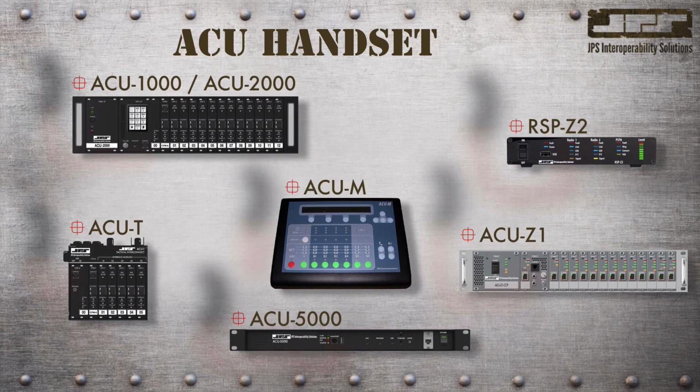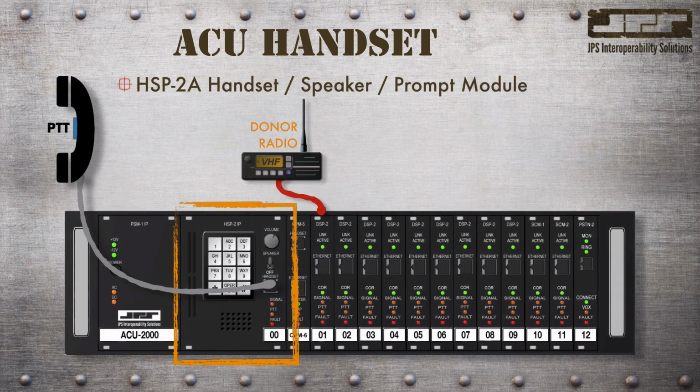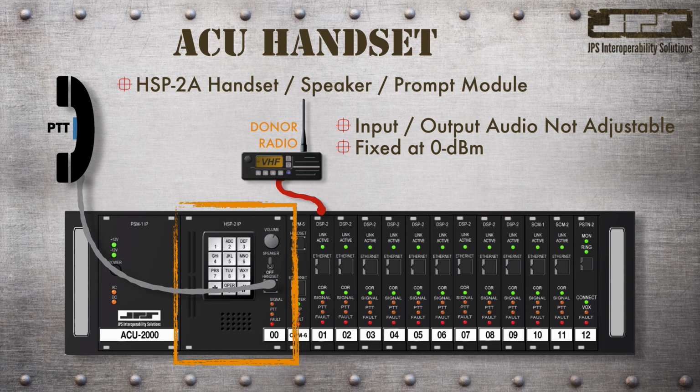Note that each of the ACU gateways produced by JPS Interoperability Solutions has an associated push-to-talk handset. One important attribute of the HSP handset is there are no audio level adjustments between the handset and the backplane of the ACU, meaning the receive and transmit audio from the handset is at a fixed level and cannot be adjusted to or from the backplane. The volume knobs or volume up and down buttons on the ACU gateways only control the audio that we hear from the internal speaker or the handset.